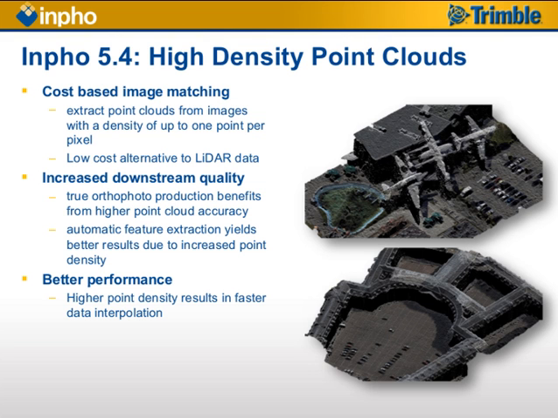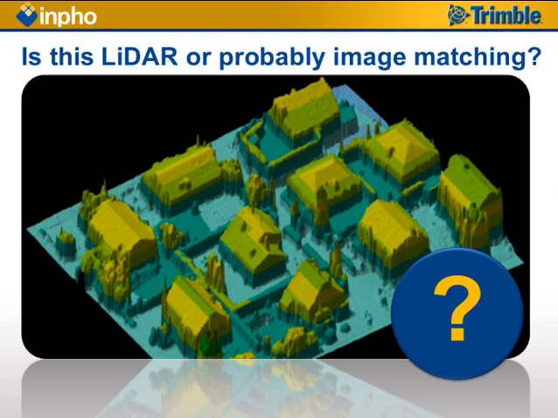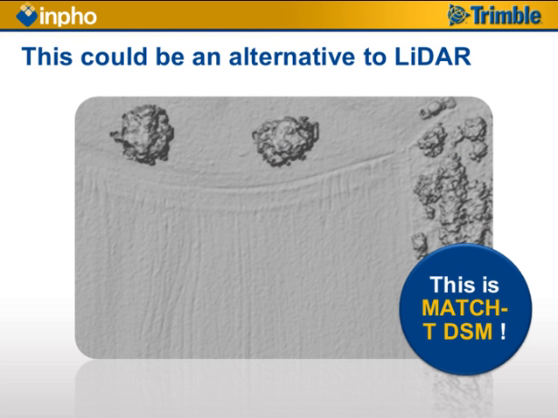Let me come to those points a little bit later. So, this image that you see right here could probably be derived by a LiDAR scanning device, or well, probably it's coming from image matching. So if we look at that, in fact, that's an alternative to LiDAR technology. It is a point cloud that was derived by MatchT DSM.